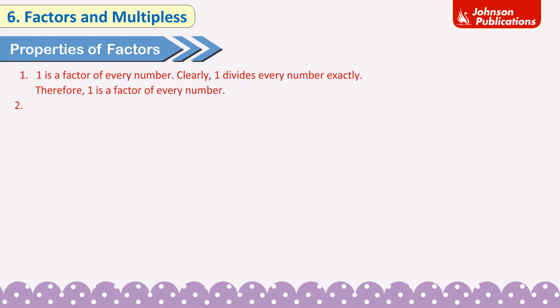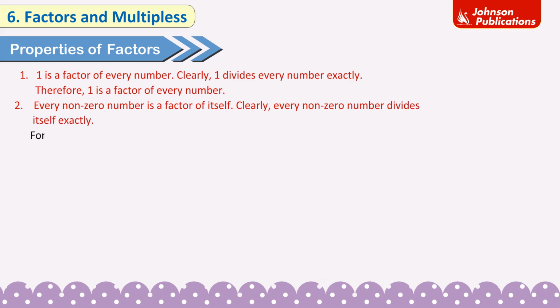Number 2. Every non-zero number is a factor of itself. Clearly, every non-zero number divides itself exactly. For example, 7 divided by 7 is equal to 1. 29 divided by 29 is equal to 1. Thus, every non-zero number is a factor of itself.